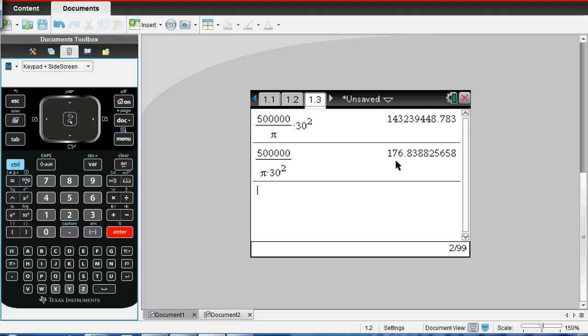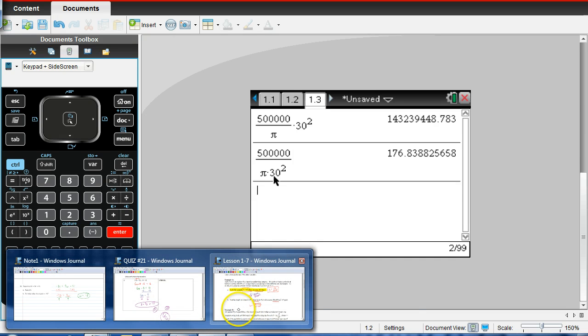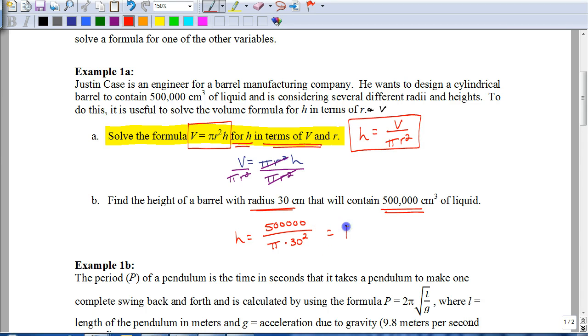For the first one, we had 143 million centimeters would be the height of the can, which obviously wouldn't make sense. So for one, when we're solving story problems, make sure your answer makes sense. And for two, always check over here to make sure that what you've typed in is actually what you want the calculator to compute. Oops, so it was 176.8, we'll say, centimeters.